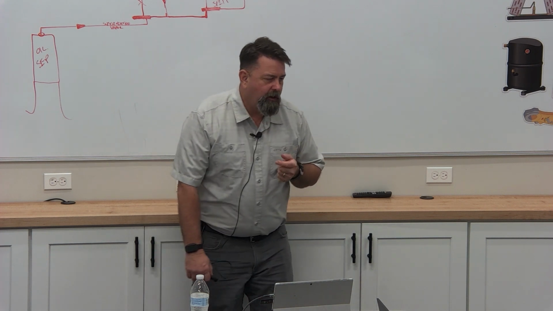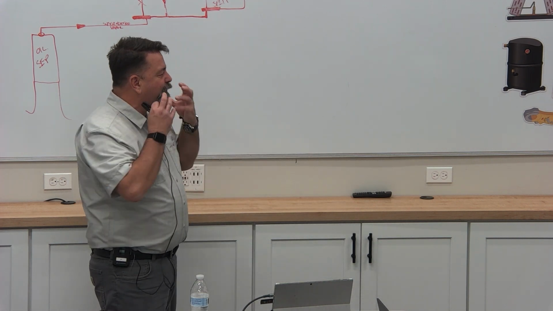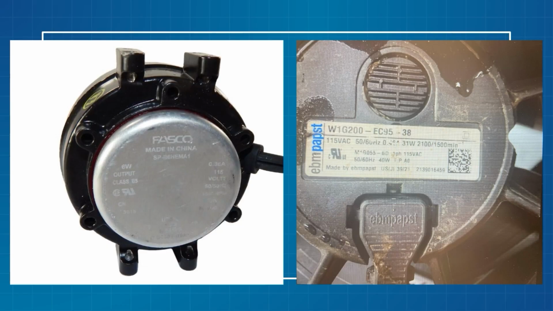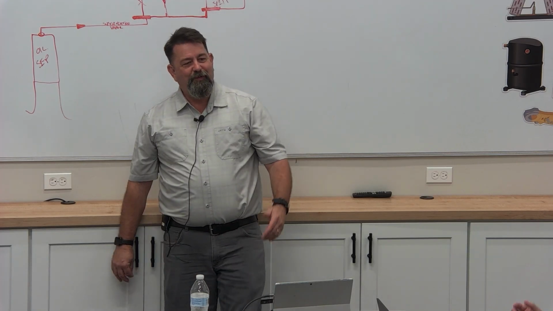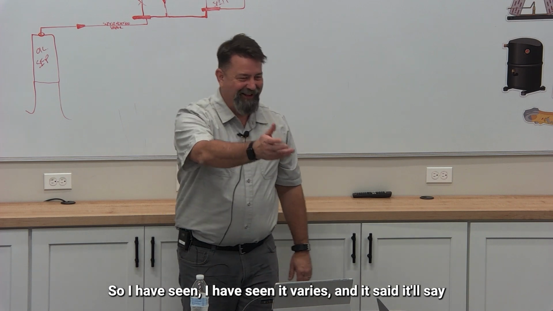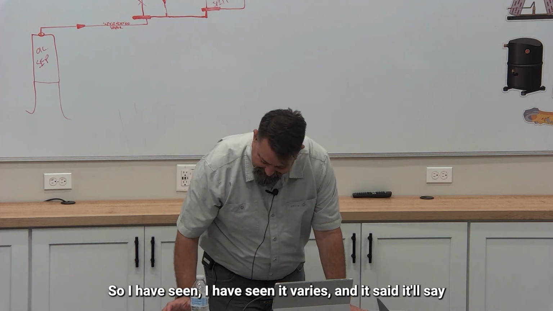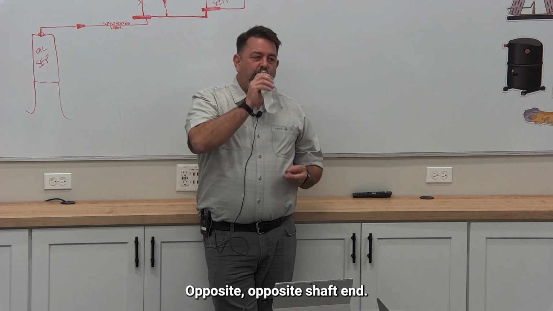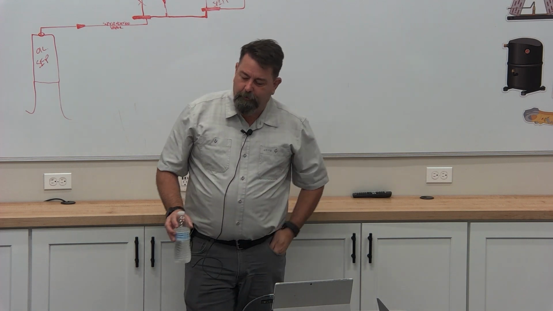Now, this is an important piece that is a really gray area for a lot of folks. Try to clear this up a little bit. Direction, no, you can't read it. This one says CW. What does that mean? Clockwise. On shaft end, maybe? I have seen it vary, and it'll say OSE. Is that on shaft end or opposite shaft end? That's why I want to talk about it.